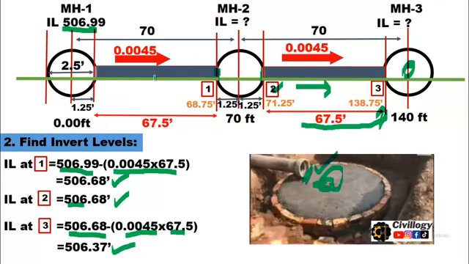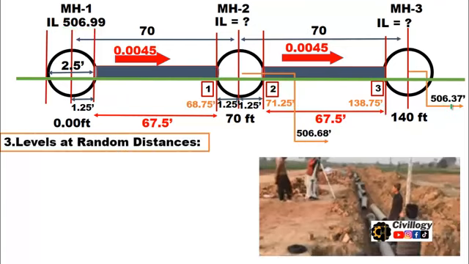Actually these are the invert levels of the bottom of the pipelines, or you can say the invert levels of manholes. But the problem arises: now we have calculated the invert level of manhole number 2 and manhole number 3, but when you lay down the pipes, you will need to calculate the levels at random distances. For example, if the length of a pipe is 8 feet, you will have to calculate the levels at every 8 feet, and that level will be read on the top of the pipes.